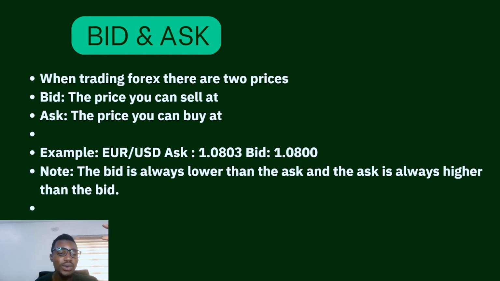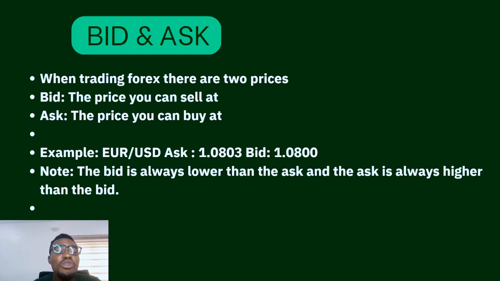So these 2 prices, what does it mean? For example, you have Euro USD ask price at 1.0803, and then the bid is 1.0800. You always buy at the ask. You always sell at the bid. Now, what does this mean? Note the bid is always lower than the ask, and the ask is always higher than the bid.